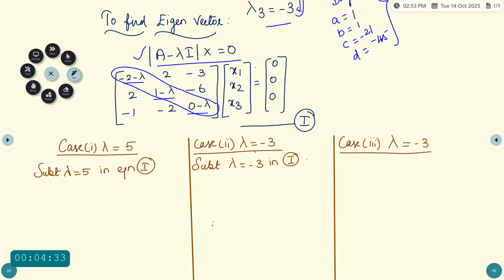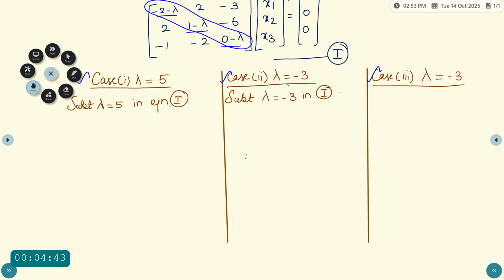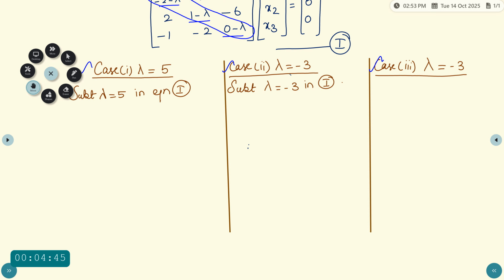Next we are going to perform case 1, case 2 and then case 3. Okay, in the first case, what is the lambda value? The lambda value is 5. So first I am going to substitute the value of 5. What are you getting?